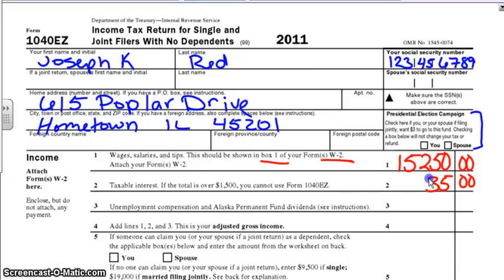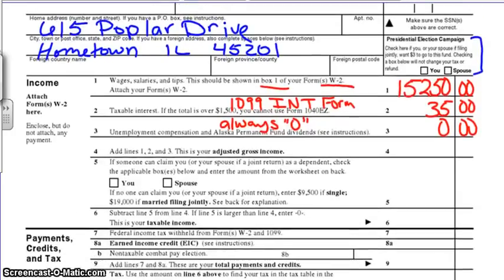Unemployment compensation and Alaska permanent fund dividends, this is basically always going to be 0. We are not collecting unemployment. This is our first year filing taxes. So I'm going to make the note of always 0. Okay, let's take a look back at line 2, the taxable interest. I'm going to make the note that says 1099 INT form. Okay, you're going to make sure you add all of these little key hints that I give to you. Okay, because again, this is going to help you for the test.